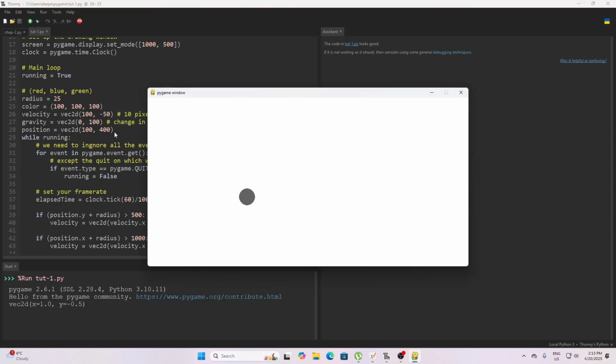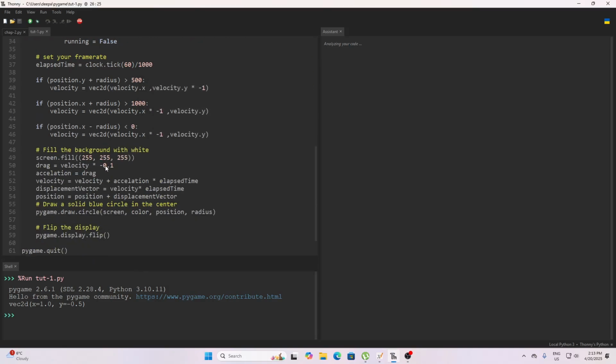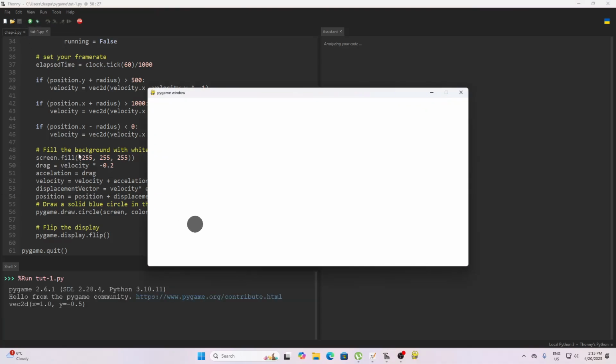Now what happens? It is going slow. It's going to stop. It's going very, very slow now. It is going so slow that it's probably going to stop. Will it stop? Well, maybe let's increase the drag a little bit more. Let's see what happens.